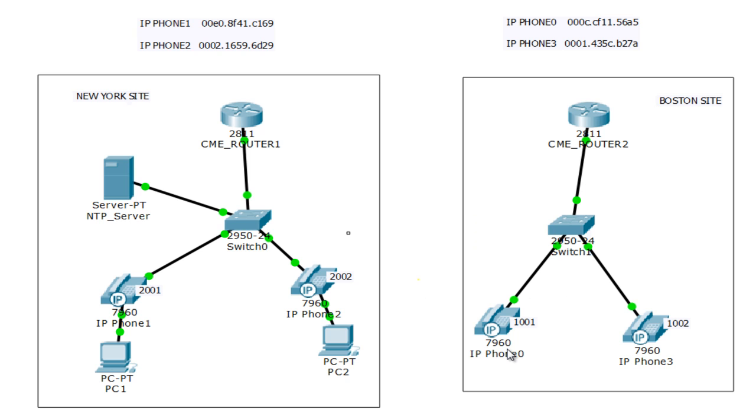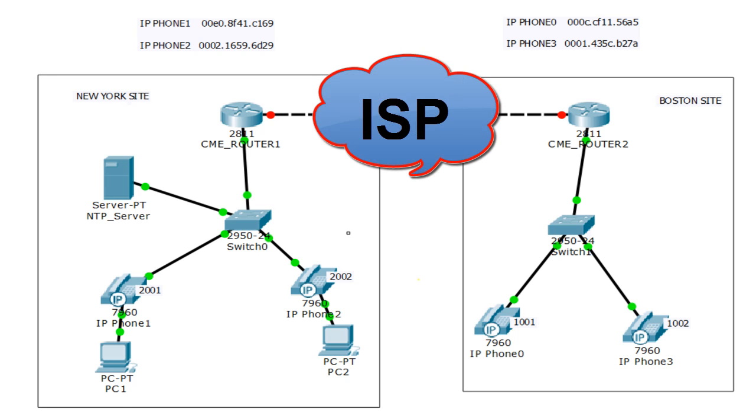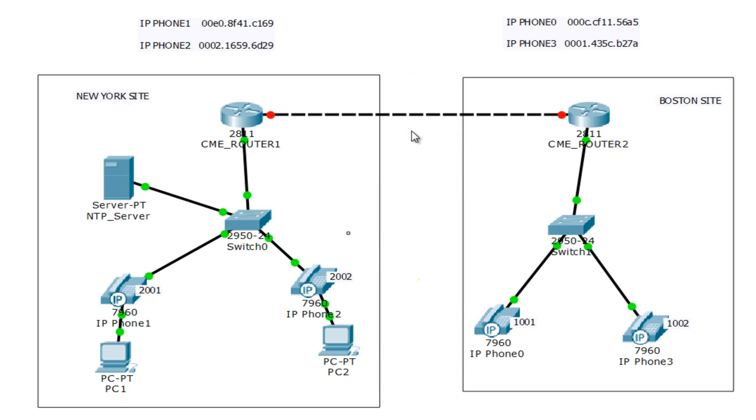Usually those sites will be connected through the ISP, but since we are using Packet Tracer, I'm going to connect those two sites using a crossover cable up here, connecting FA0/1 up here to FA0/1. But just keep in mind that this is just a lab. In the real world, those sites will be connected through the ISP. I just want to simulate a connection between two sites up here, that's why I use this connection. So let me go to this interface up here.